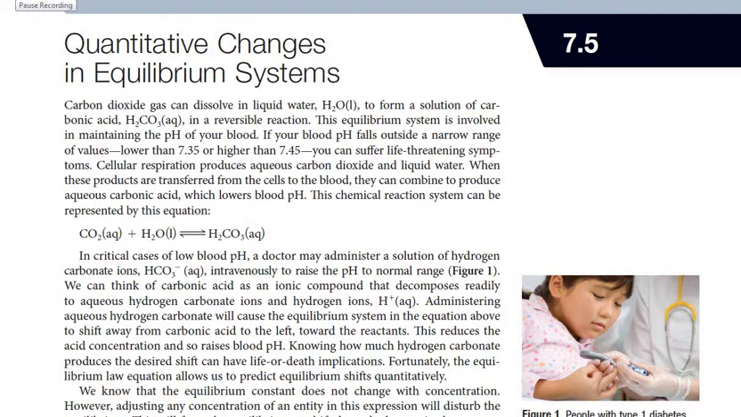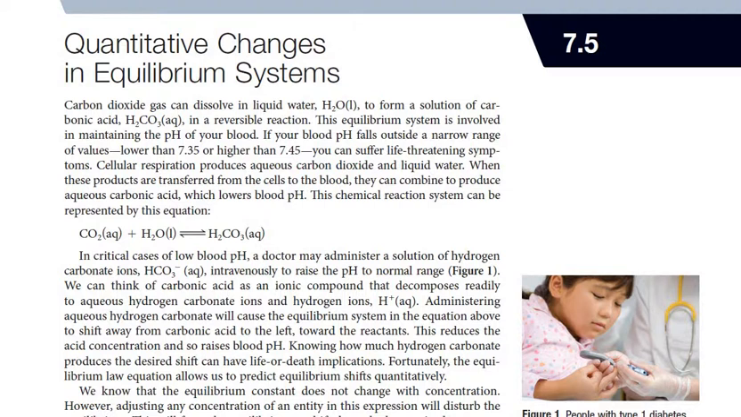In this video I want to talk about quantitative changes in equilibrium systems, and this is part of chapter 7 from Chemistry 12 by Nelson, and this section is section 7.5.